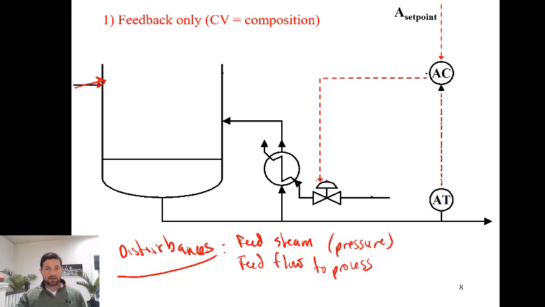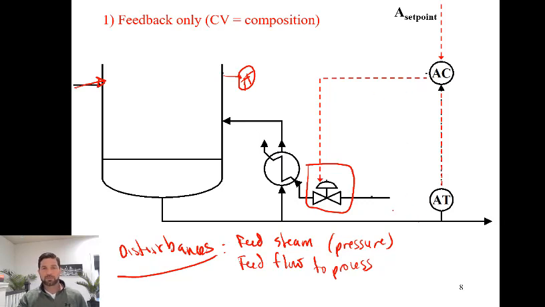So in all of these cases, we know that the system that's going to respond the fastest is going to be the flow around the control valve. So that's going to be one thing. Any disturbance to the system is going to affect the temperature of this column. So the flow of steam is going to affect the temperature of the reboiler. It's going to affect the temperature of the column, which affects the composition of the products.